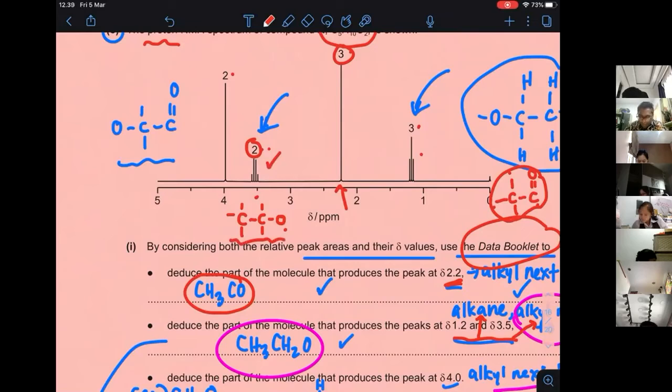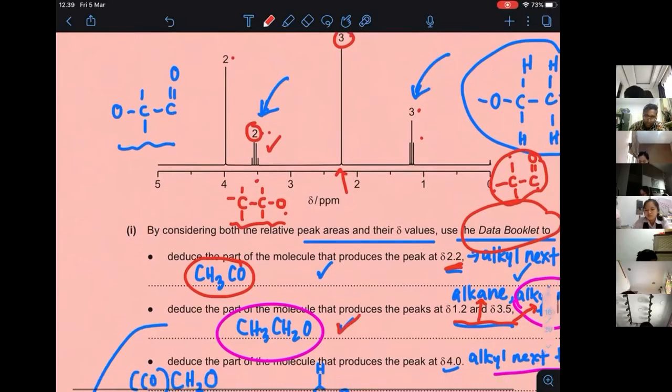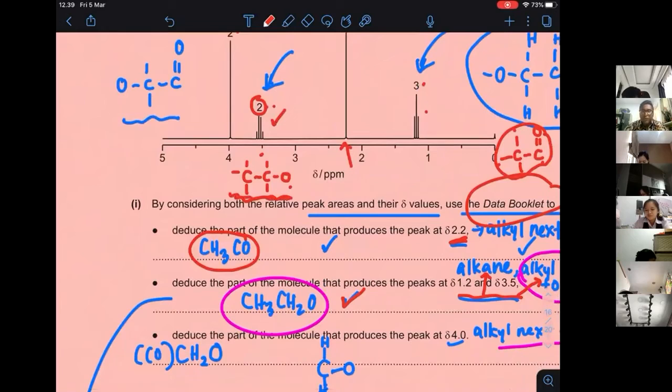So this one is going to be something related to this. And if I refer to 1.2, it is alkane. Yeah, I can see it's alkane also. So this is going to give me the reason why I selected this one. So you just write down CH3, CH2O. That is going to be how you identify.